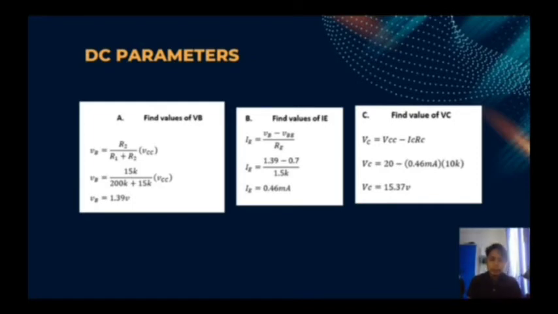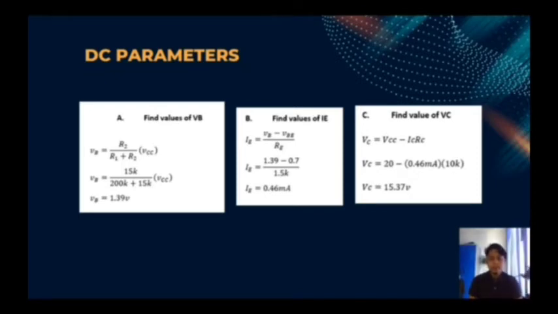Next, we need to find the value of IE. IE is equal to VE over RE. So the VE value is 1.39 minus 0.7. The 0.7 is a default value for the semiconductor, and over 1.5K, we get 0.46 milliampere.